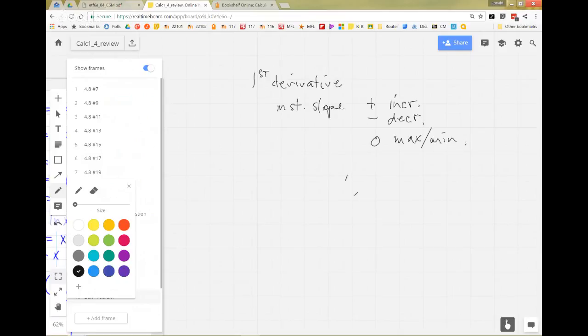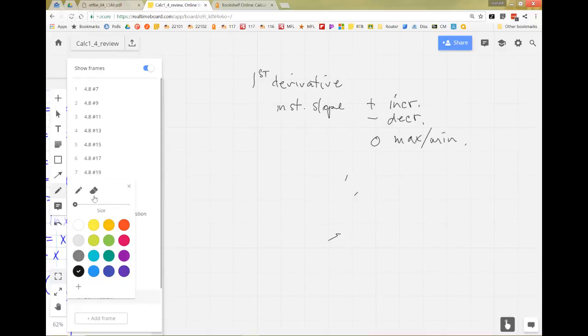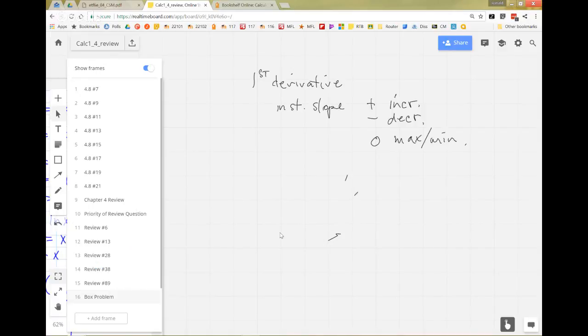The second derivative, okay. Okay, all of a sudden we have a freeze here. Let's see. Well, we'll figure out what's going on here. All of a sudden I can't get the pen to work.